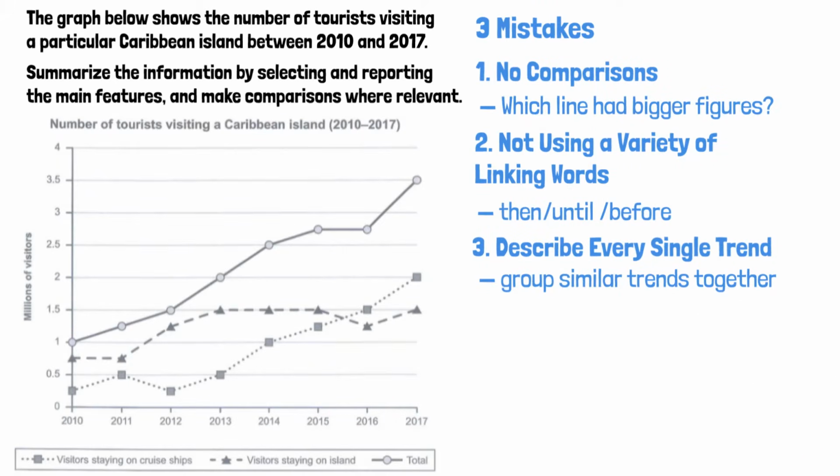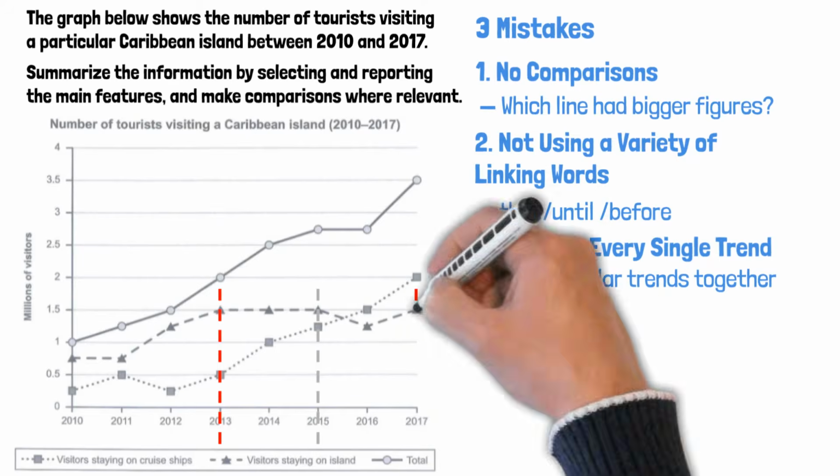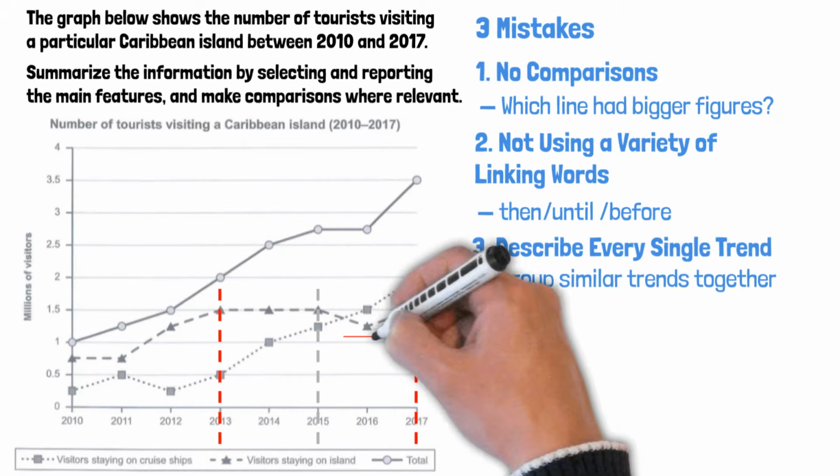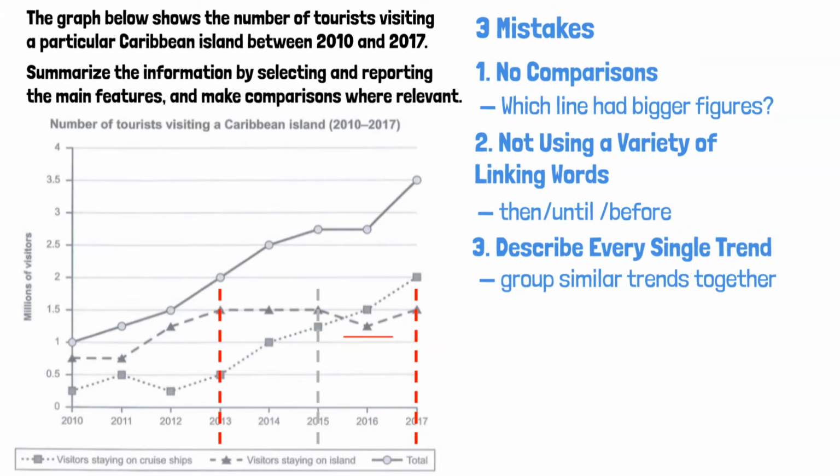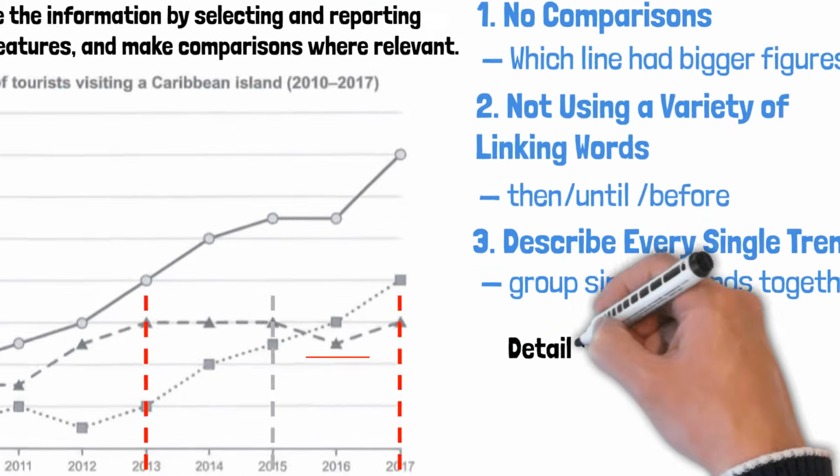For example, don't say it remained stable from 2013 to 2015. Say it remained stable from 2013 to 2017 instead. 2016 was just an exception. This is how I would describe this line in my details paragraph 2.